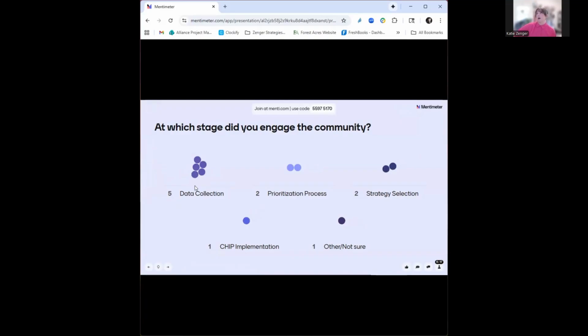Okay, and data collection, obviously, great. Prioritization. Pam, what do you think is maybe the most common place that you see folks engaging the community? I think data collection and prioritization is where we often see it happening the most. Yeah. Where would you like to see it more? I know we're previewing a little bit, but where would you like to see it more? Thinking about how you engage the community throughout, not just the CHNA, but also CHIP implementation.